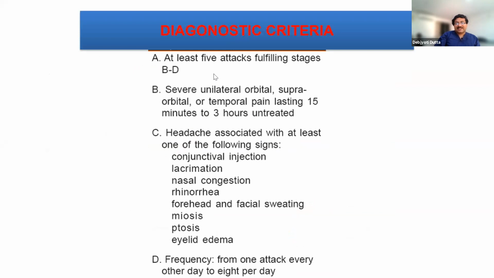Now, diagnostic criteria. Again, this is the ICHD classification criteria. At least 5 attacks fulfilling criteria B to D. B is severe unilateral orbital, supraorbital, or temporal pain lasting 15 minutes to 3 hours untreated. Headache associated with at least one of the following signs: conjunctival injection, lacrimation, nasal congestion, rhinorrhea, forehead and facial sweating, miosis, ptosis, eyelid edema. Frequency is from one attack every other day to 8 per day.